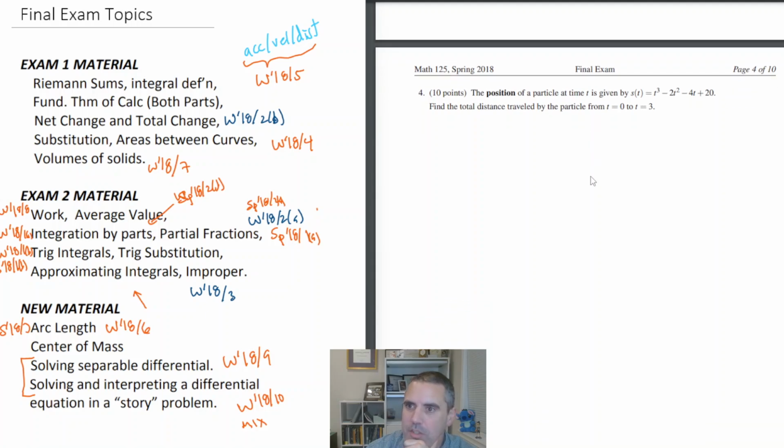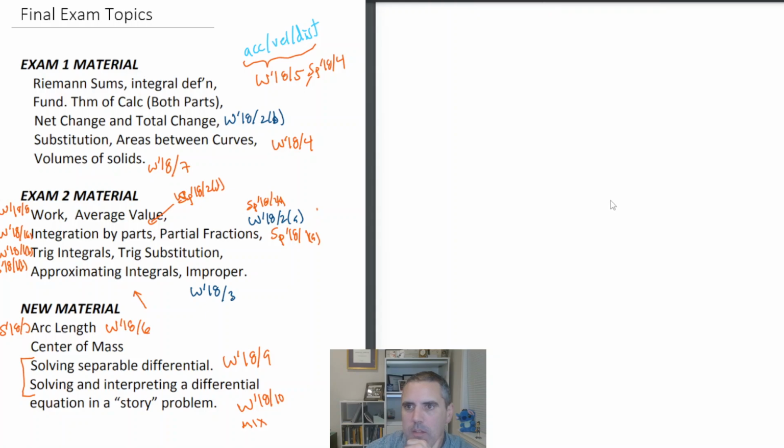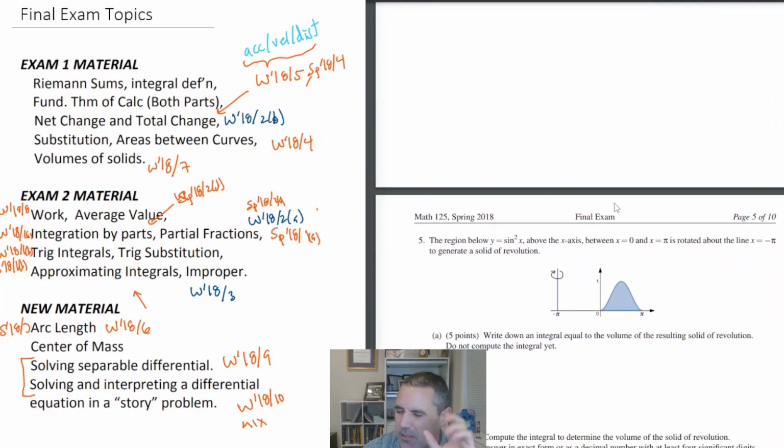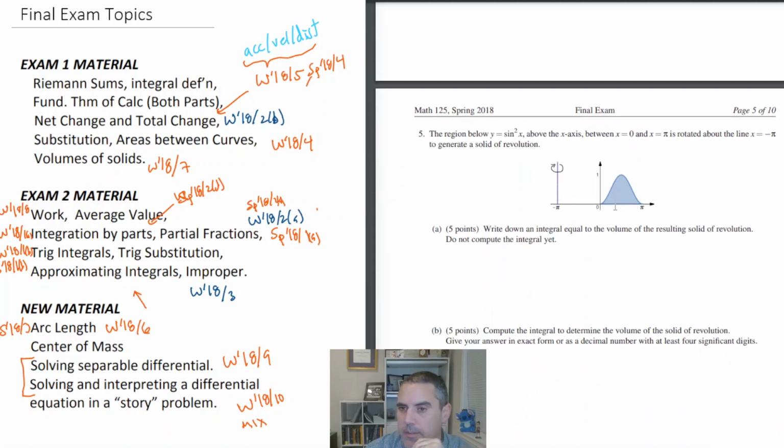And then we have position, acceleration. Okay, that's spring 18, question 4. Total distance. So we're going to do this thing with absolute values. We should have a plan for what we do with absolute values. We set the integrand equal to 0 and split it up.